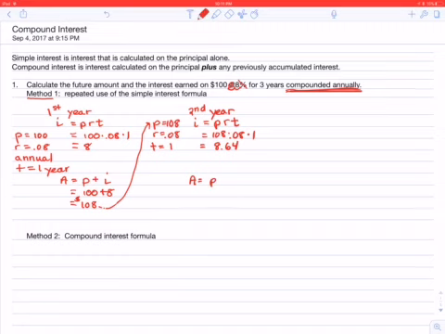So what's in the account now is the $108 that we started that year with, plus $8.64 that was earned. So at the end of the second year, what's in the account is $116.64.